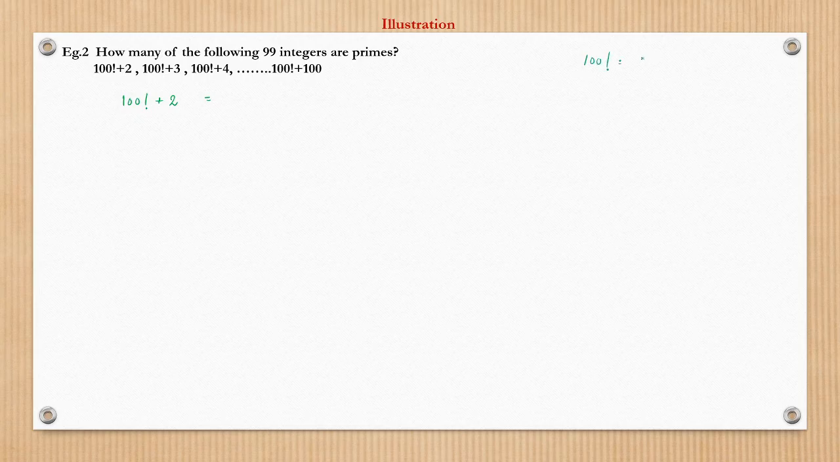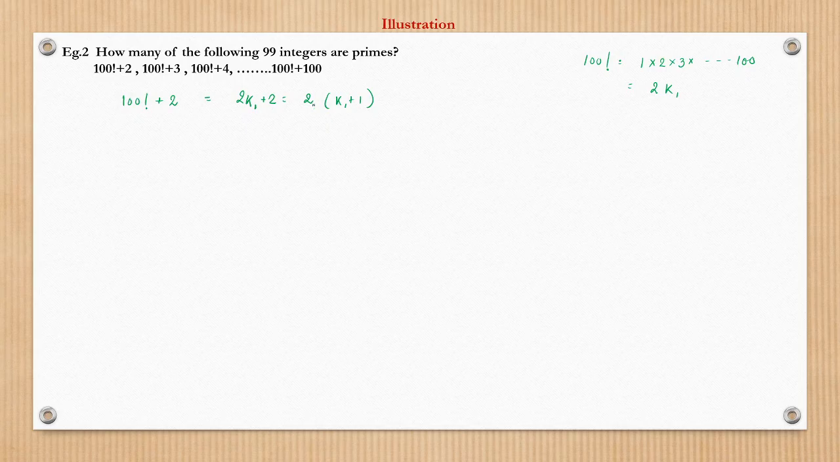would be something like 1 into 2 into 3, so on till 100. So can I not write this as 2 into some multiple k? This I can write because 2 is a factor here. So this I can write as 2k1 plus 2, which is nothing but 2 into k1 plus 1. So now is 100 factorial plus 2 a prime number?